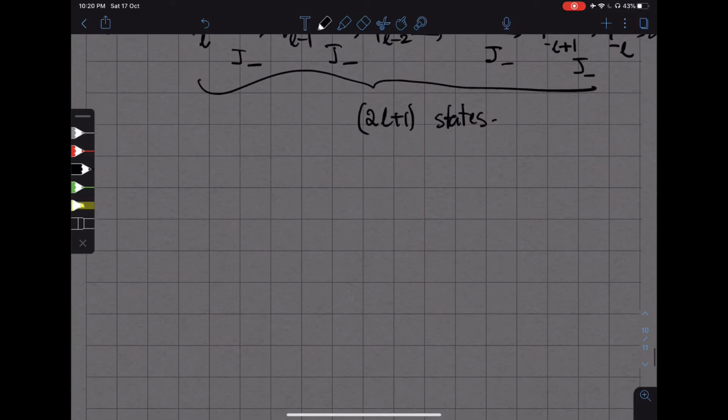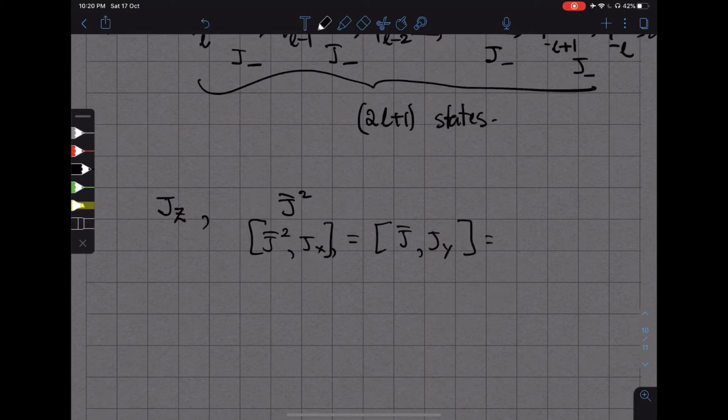So now that we have computed the spectrum of the Jz operator, let us compute the spectrum of the J squared operator. Now see that J squared commutes with all the J's. So it commutes with Jx, it commutes with Jy, and it commutes with Jz. And therefore, it also commutes with J plus and J minus.